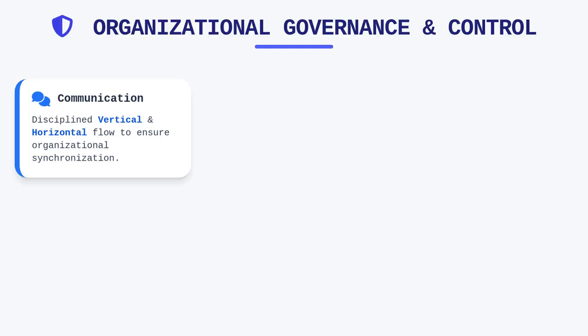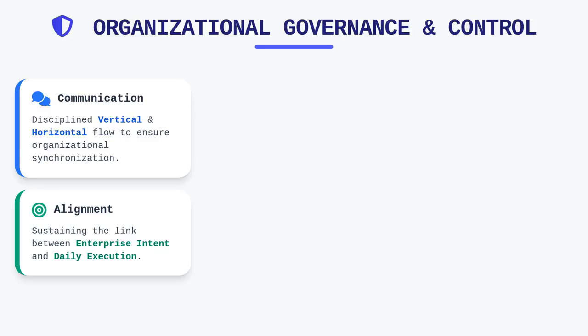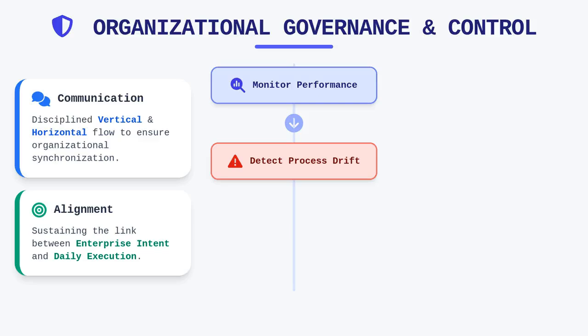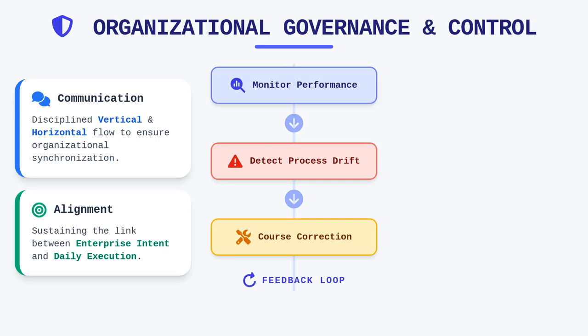Applying these concepts correctly requires a disciplined approach to both vertical and horizontal communication within the organization. When a structure is properly empowered, it monitors the process performance to determine if the expected outputs are indeed being achieved. If a process drifts from its intended trajectory, the governing structure must possess the mandate to intervene and direct course corrections. This creates a feedback loop that sustains the alignment between what the enterprise intends to achieve and what its people actually do every day.